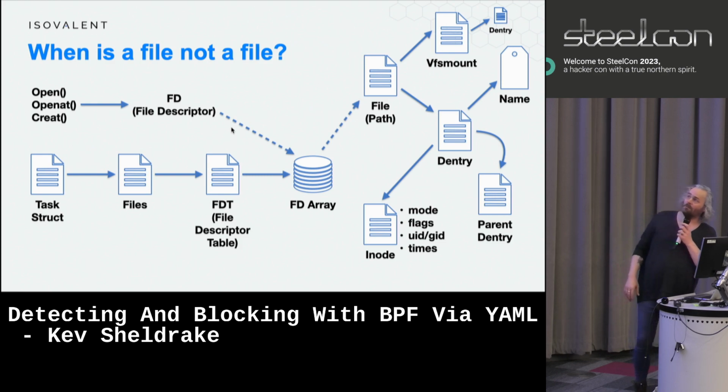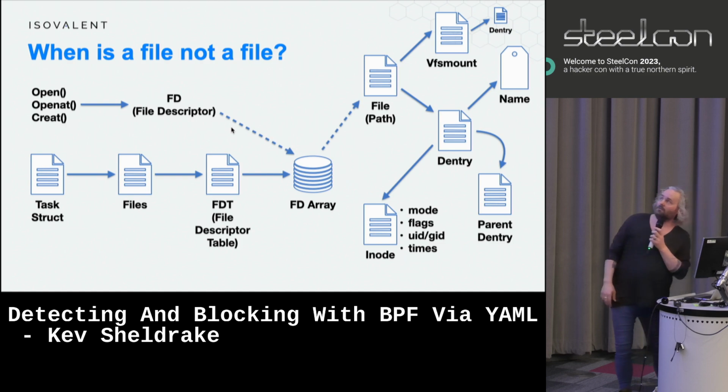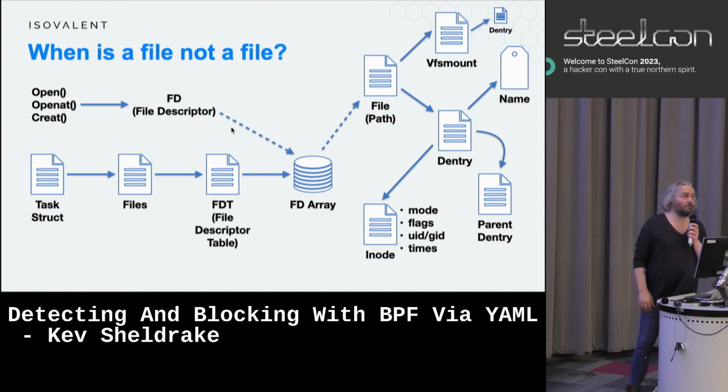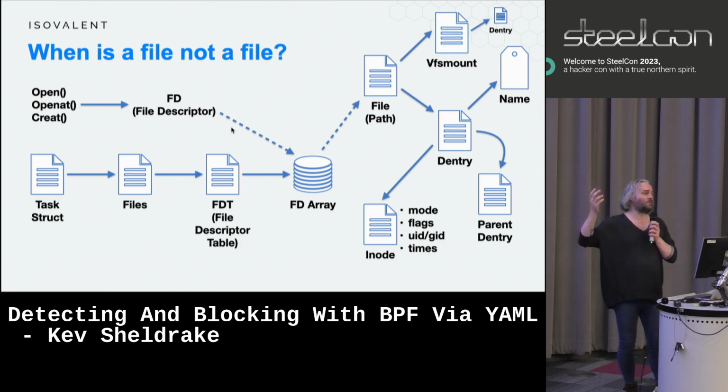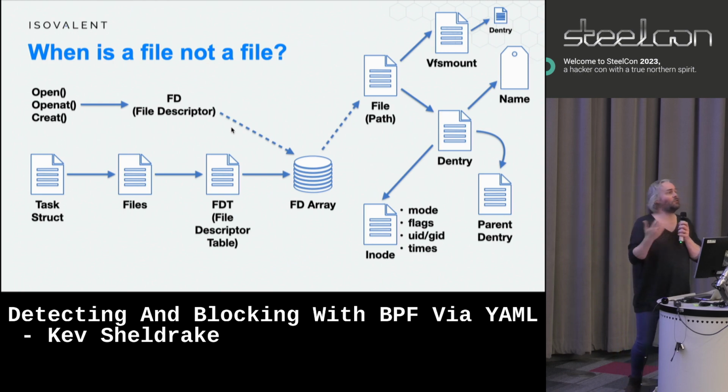So your open, create, or openat syscall returns a file descriptor, and that file descriptor is a number, and every process has its own set of file descriptors. Well, every process also has a task struct, which you can access from BPF. So when you're calling one of those syscalls and your BPF program runs, you can get the current task, and then you can do stuff with it.